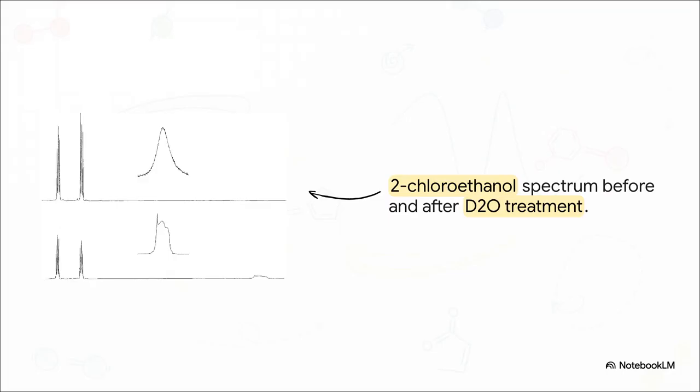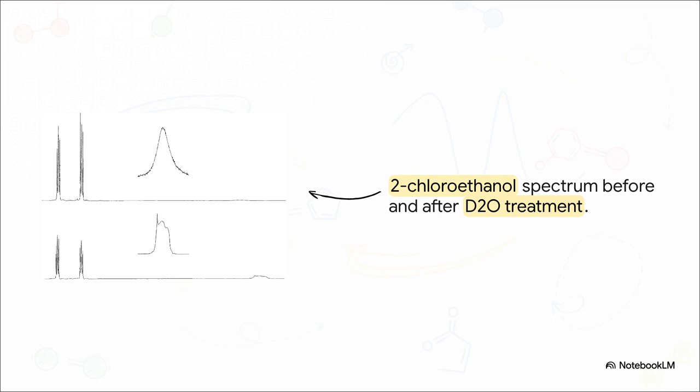And the visual proof for this is undeniable. If you run a sample of 2-chloroethanol before treatment, the OH proton is this broad, ugly resonance right around 2.22 ppm. And even worse, it's totally muddying up the adjacent methylene multiplets because of partial coupling. But after adding D2O, poof, the hydroxyl peak is virtually gone. It's reduced to this tiny, negligible signal.